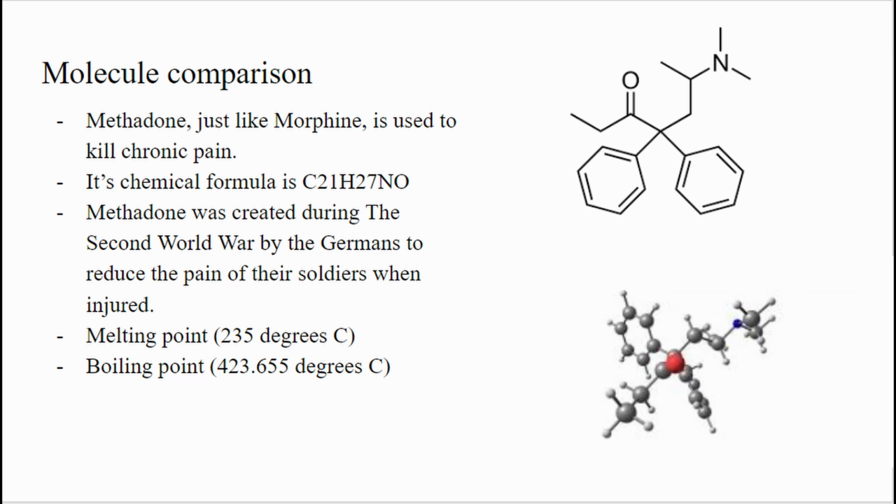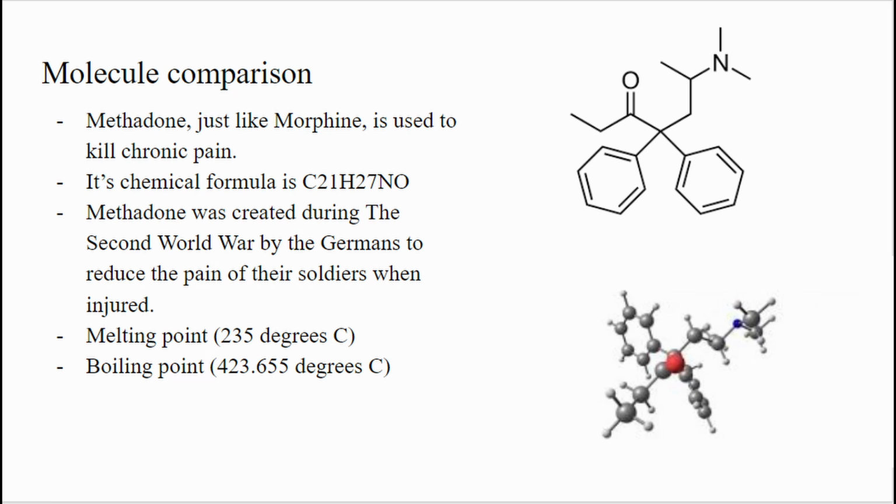For a molecule comparison, we chose methadone. Methadone, just like morphine, is used to kill chronic pain. Its chemical formula is C21H27NO. Methadone was created during the Second World War, around 1937 to 1939, by the Germans, specifically Gustav Erhard and Max Buchmach, to reduce the pain of their soldiers when injured.